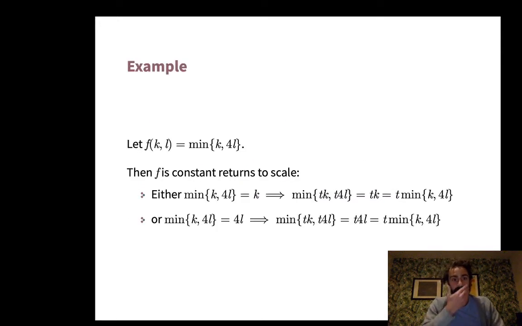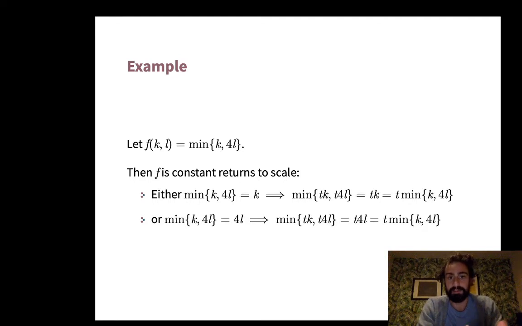So here's an example. Maybe my production function is like I have to hire 4 people to work on a... maybe it's the other way around. I have to have 4 units of capital for each laborer. So my production function is the minimum, this Leontief minimum, perfect complements type production function where I have k and 4l.